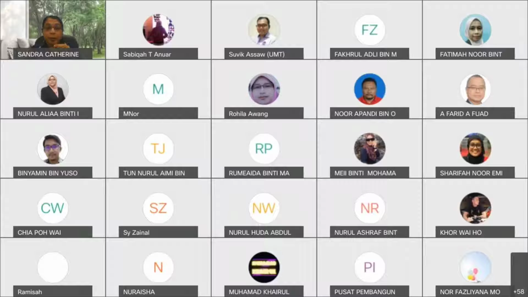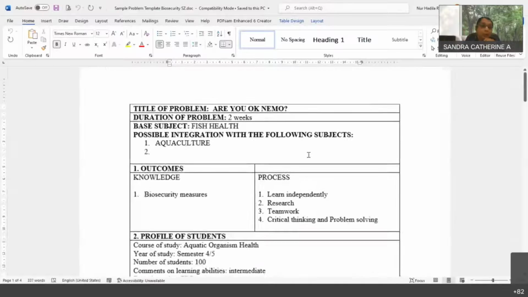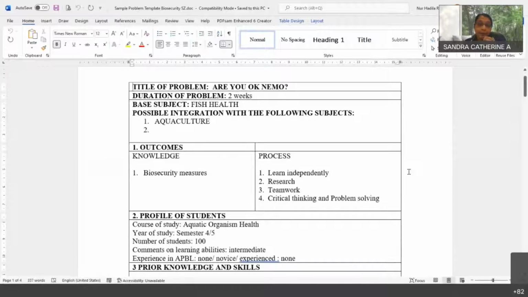Usually in a face-to-face talk or workshop, I would just give the slides and then we go directly to the activity, but it's a bit difficult to do online, especially when we have large numbers of participants. So this is another sample template for the PBL approach. We can fill up a form like this and prepare for the PBL. So how long you want to do it, what is the subject, knowledge and process, what do you think they will learn?